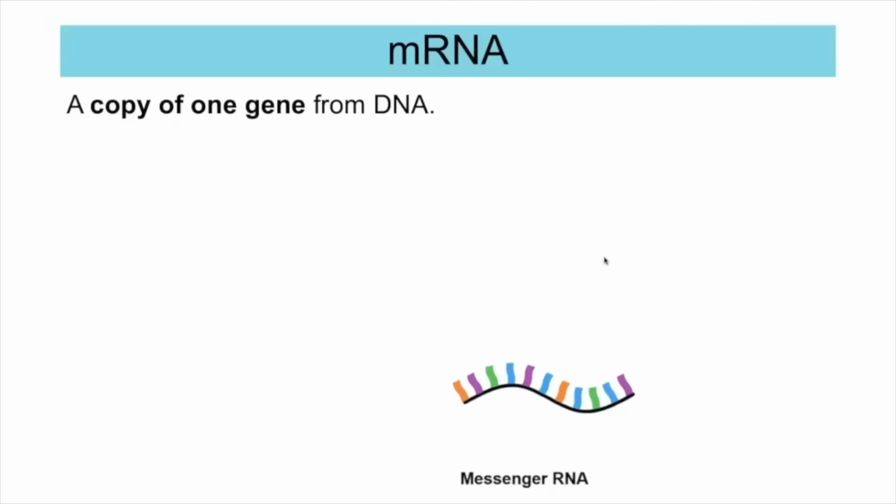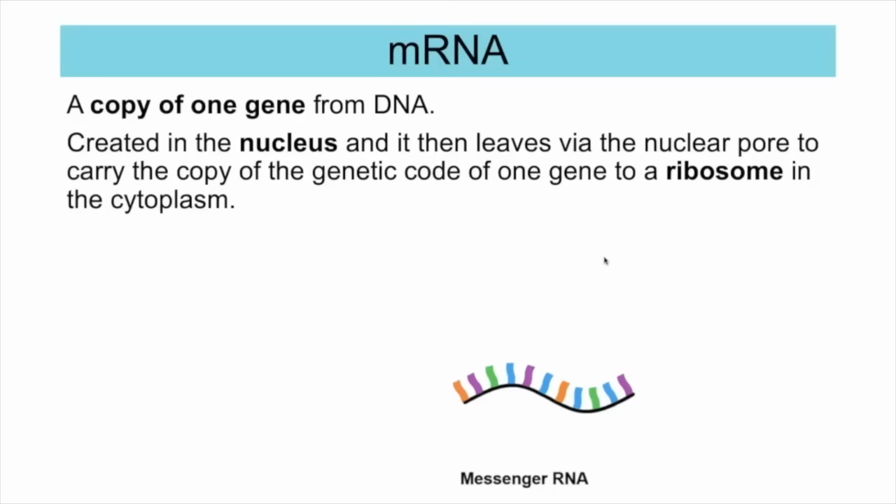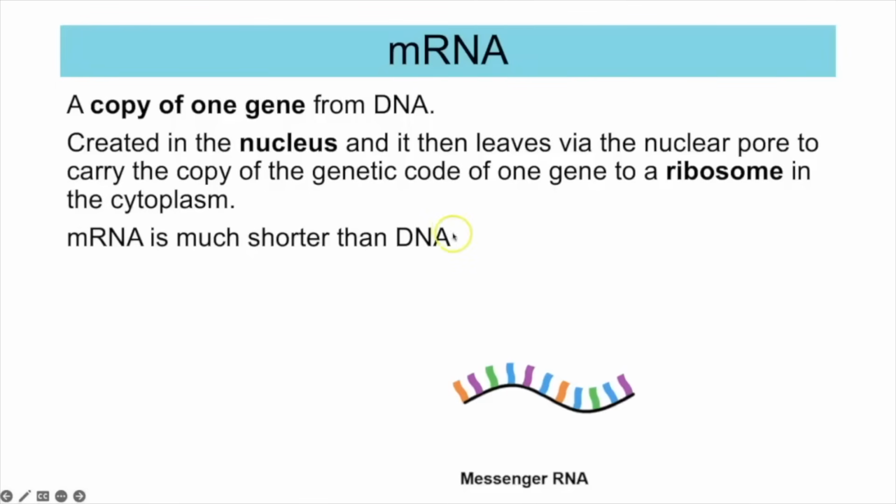mRNA is a copy of a gene from DNA. It's created in the nucleus, and then it leaves via the nuclear pore to carry a copy of the genetic code of one gene to a ribosome in the cytoplasm. Now, it's much shorter than DNA, and the reason for that is it's only a copy of one gene. Human DNA, for example, consists of approximately 23,000 genes, whereas mRNA is only a copy of one of those genes. So it's going to be much shorter, and therefore it's small enough to come out of the pores in the nuclear envelope. It is short-lived though, and that's because it is leaving the nucleus and entering the cytoplasm.